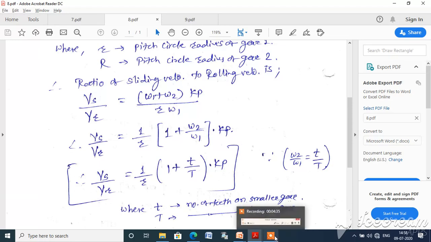So now we have studied the law of gearing, we have studied velocity of sliding, and we have also studied the rolling velocity. Next part we will see in the next lecture.